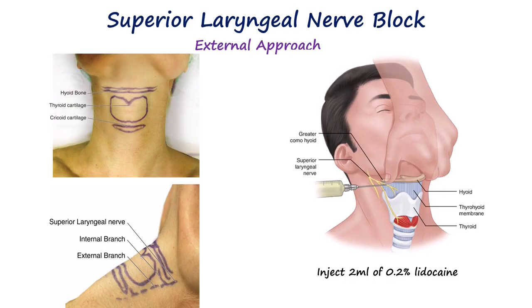If the needle is advanced any further, it can pierce the thyrohyoid membrane, and injecting local anesthetic here will result in only the internal branch of the superior laryngeal nerve being blocked. As with all blocks, careful aspiration must be performed prior to the injection, especially as the carotid artery is in close proximity.